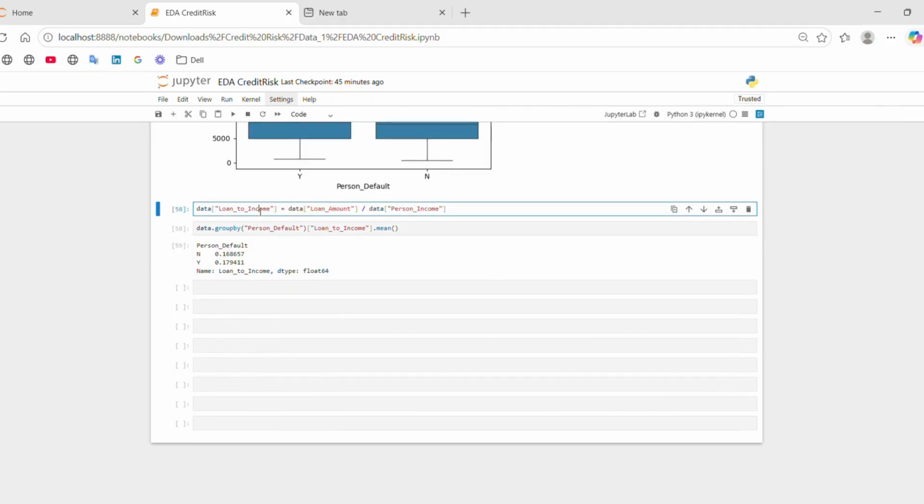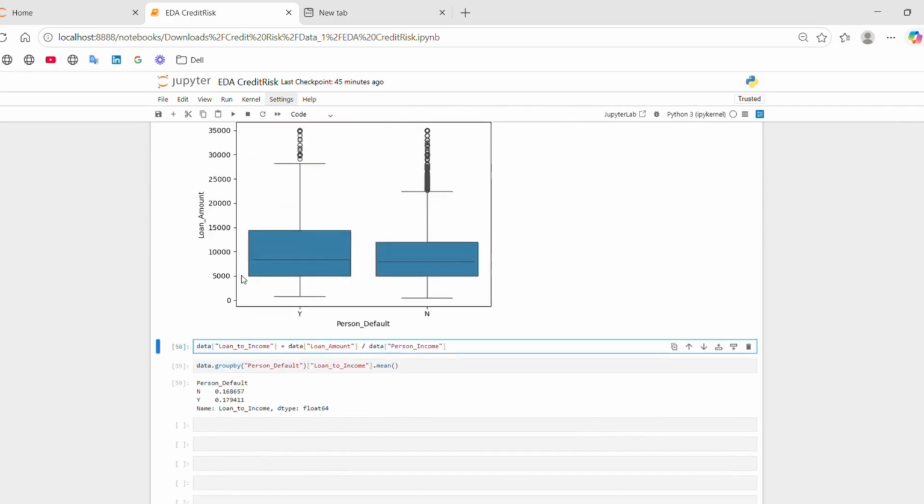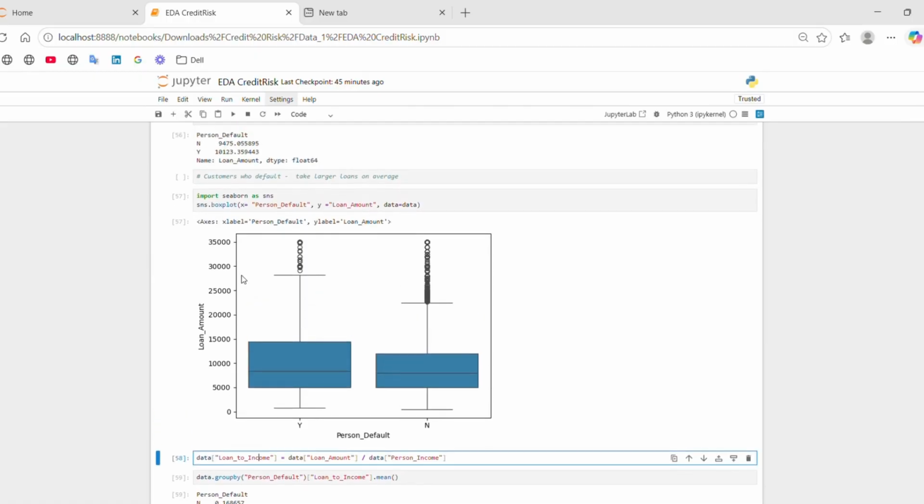So for income comparison, banks always try to figure out, with respect to his income, how much exactly the loan he has taken. So you should not rely only on the loan amount, but definitely include this loan to income ratio, and we will use this further in our WoE transformation as well.